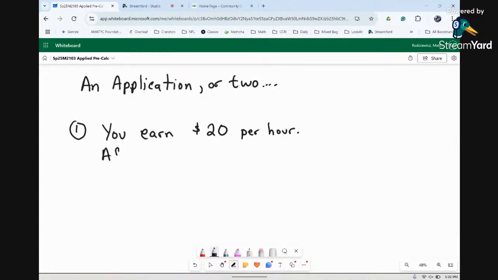After 40 hours, what happens? Well, in today's day and age, you're lucky to get 40 hours. But if you can get a job that pays overtime, you get paid 30. This is called time and a half. You get your time per hour plus half of it. So half of 20 is 10. You get 20 plus 10 more.